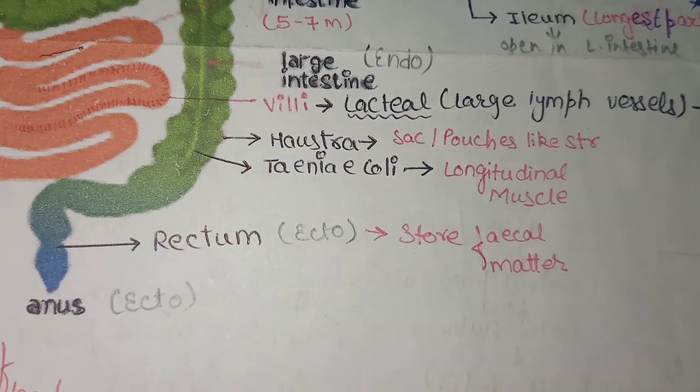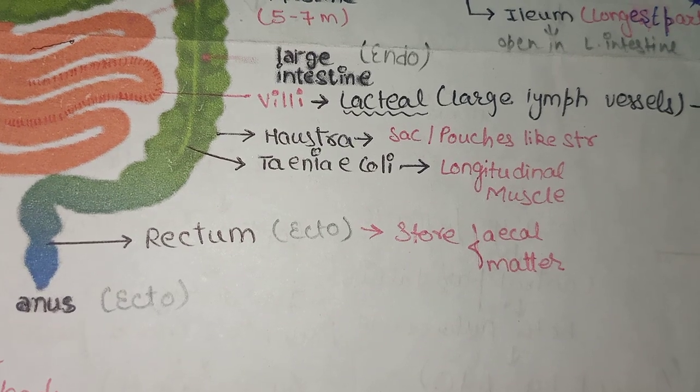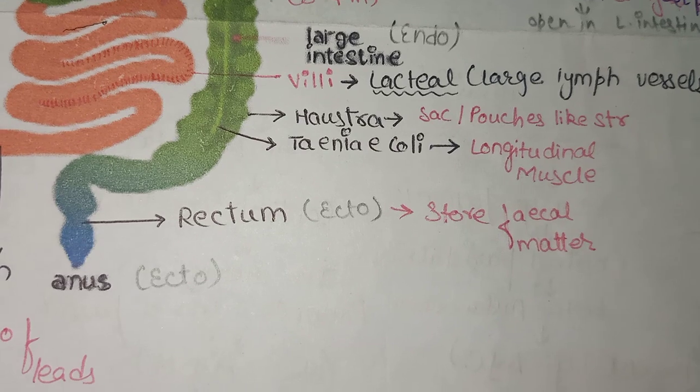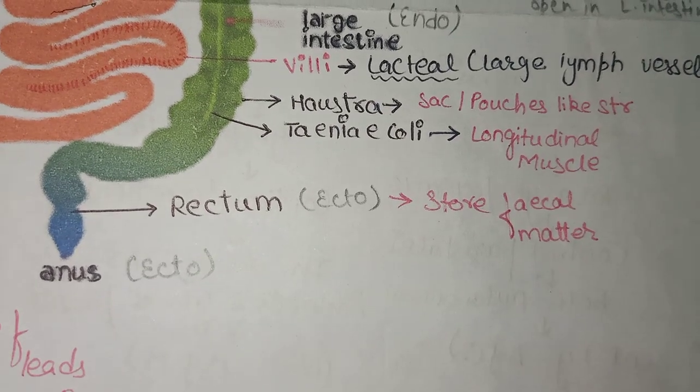The last part is the rectum, which is also endodermal in origin, and stores fecal matter temporarily. Last is the anus, which is ectodermal in origin.